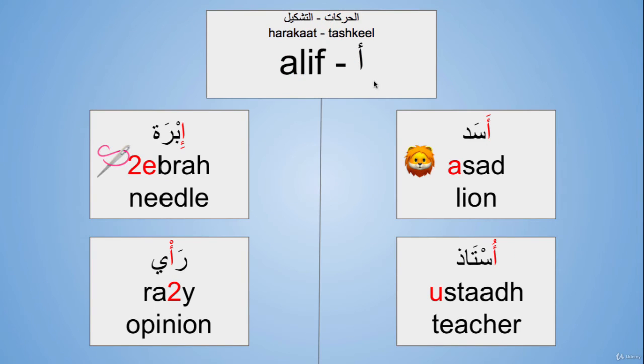Hello everyone, and welcome to this lecture about applying diacritics to different letters of the alphabet. Let's start with the letter Alif, the first letter of the alphabet. We can see that the letter Alif can have a fatha above it, so it will give us the a sound, like Asad, the word lion. And we can have it with a kasra, and the hamza in this case would be under it, so it will be like E, like in the word ibra, which means needle.